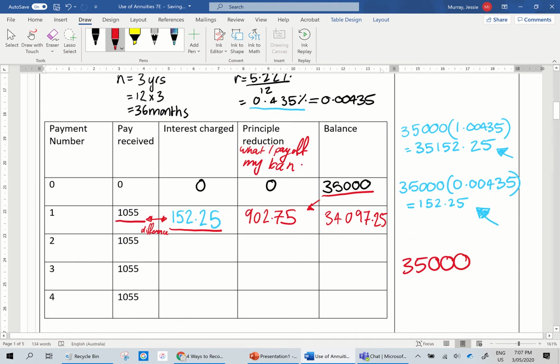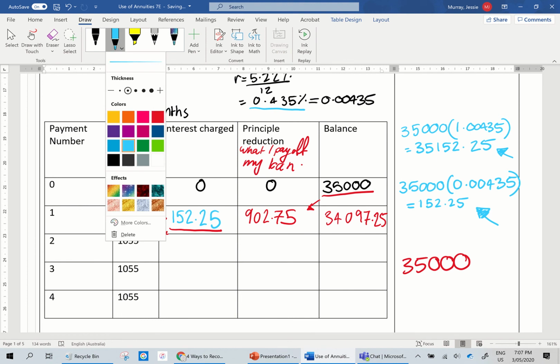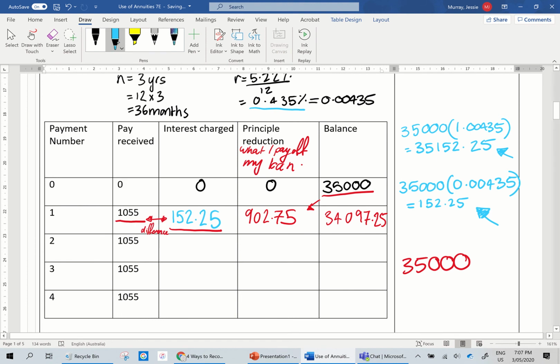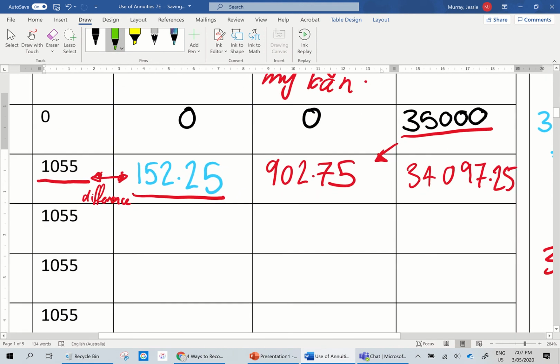Now we know the interest charge isn't going to be the same amount each time because it's a reducing balance interest loan. So my interest is going to be less. So I might do in green the working out just so that if you are wanting to put the working out in here for the future, you can.